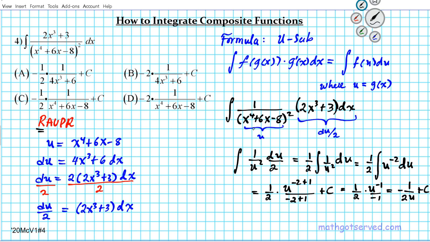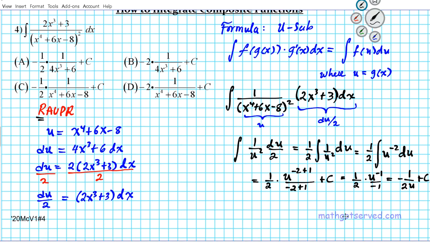Okay, what's u? u is x to the 4th plus 6x minus 8. So we're going to plug that in here. So this becomes, I'm going to structure it exactly as the options are in the alternatives. So we're going to write it like this. This is going to become negative 1 over 2 times 1 over u, which is, what is u? x to the 4th plus 6x minus 8, plus c.